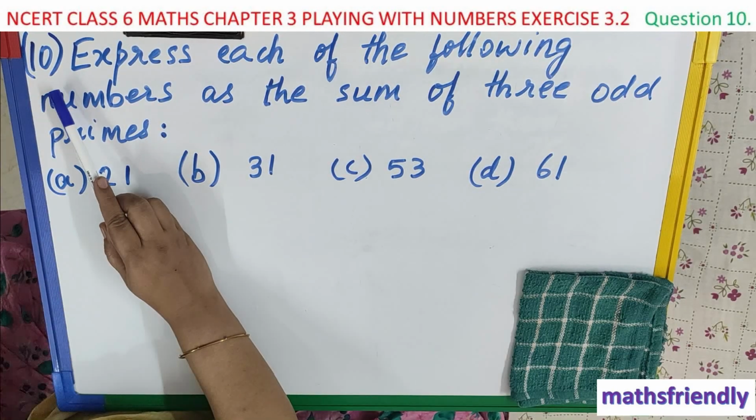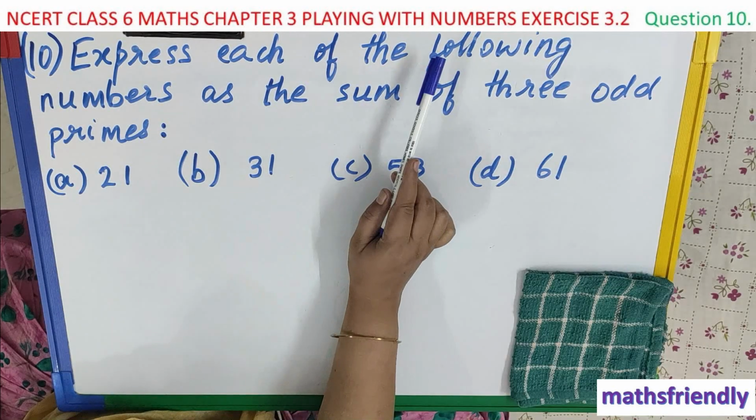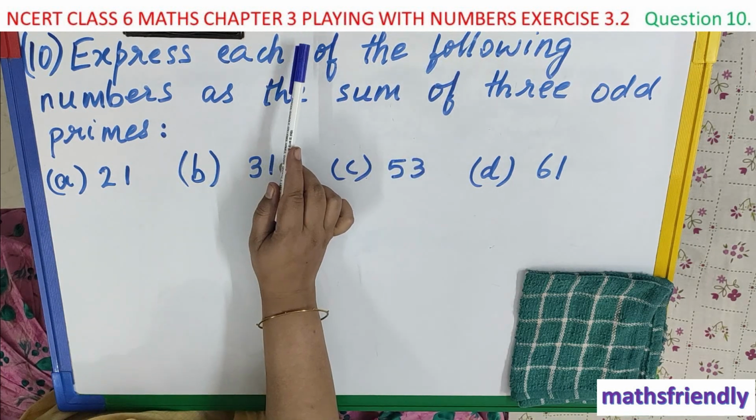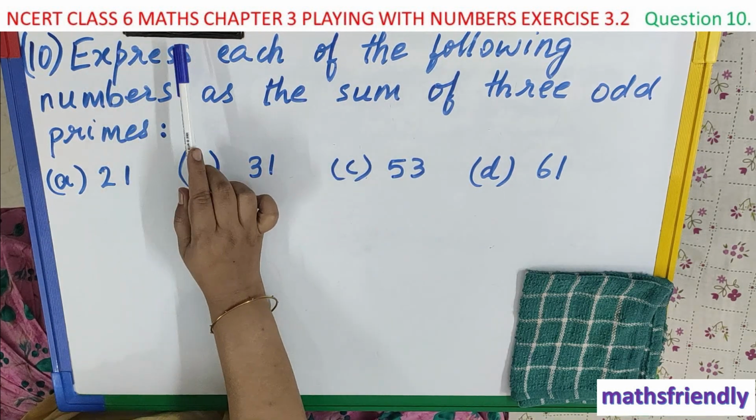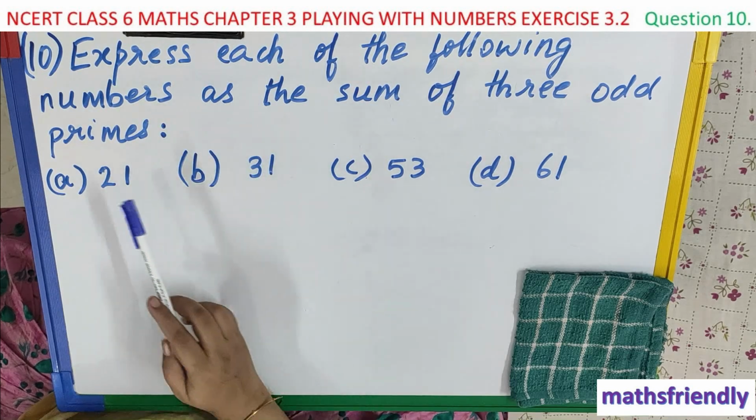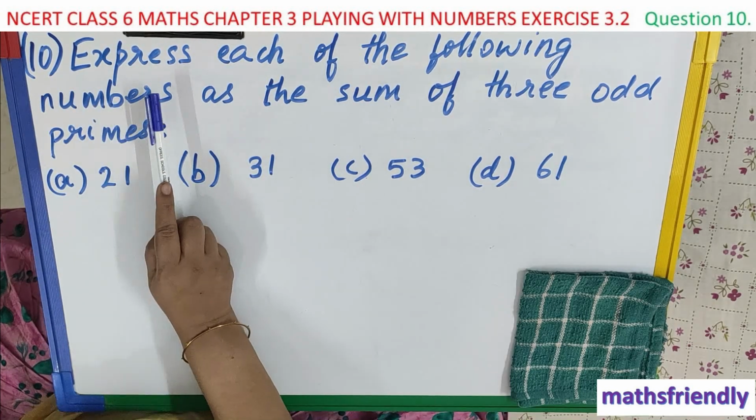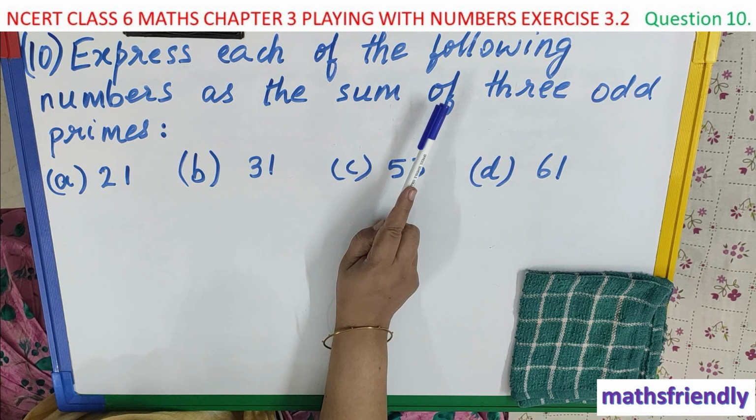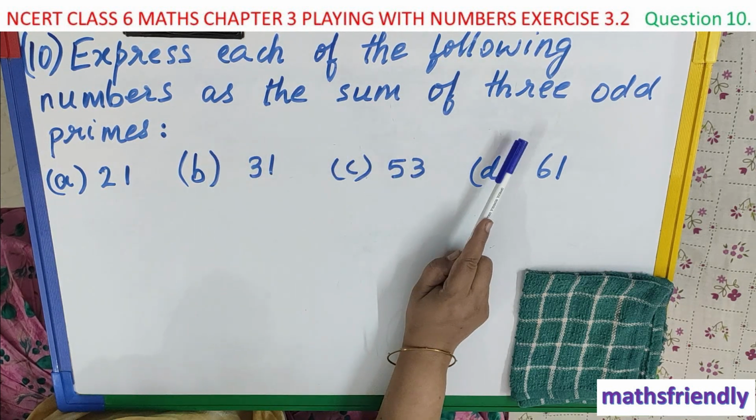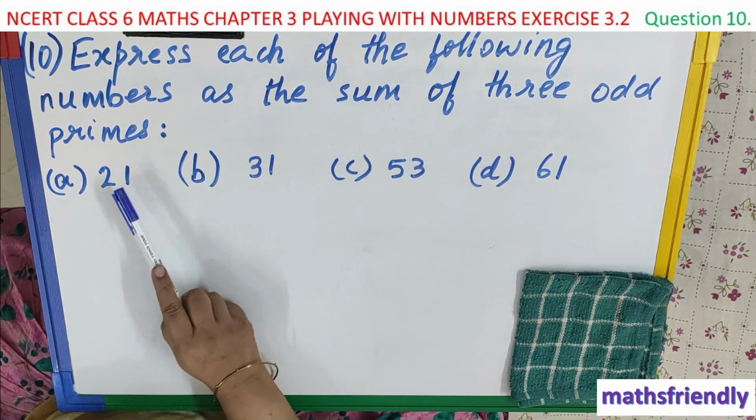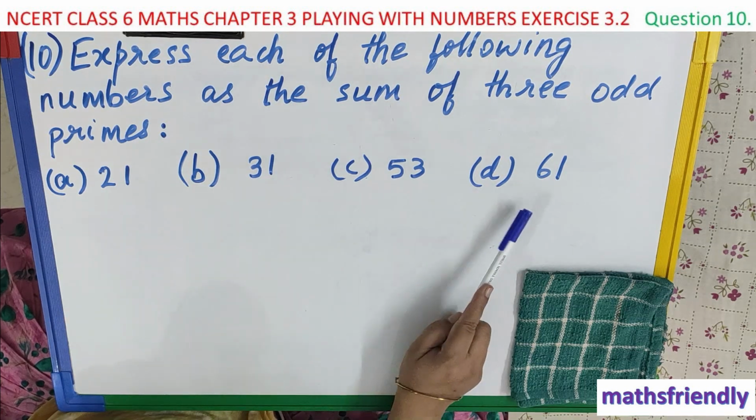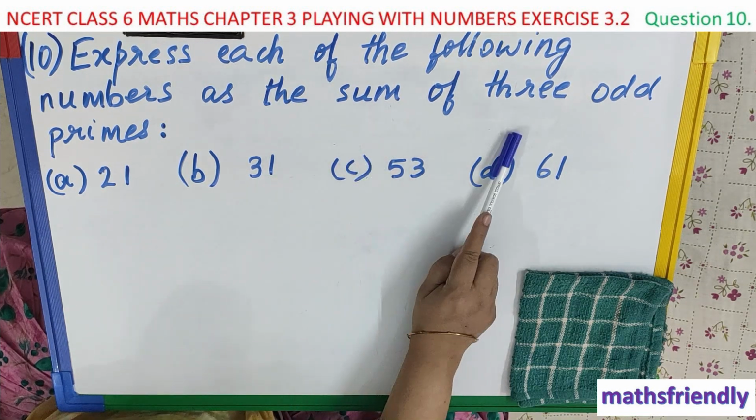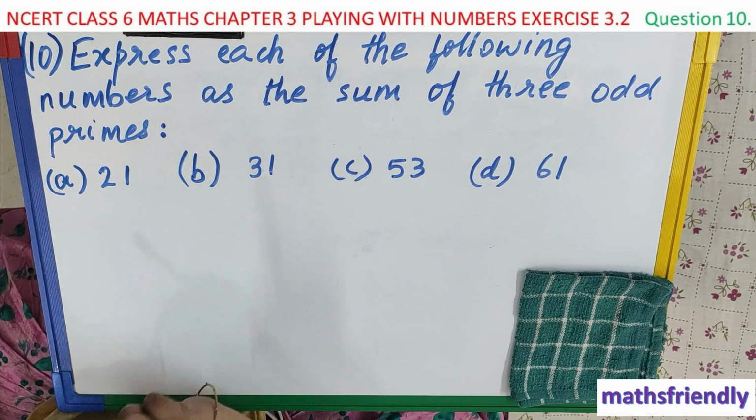In today's class we will do question number 10 of exercise 3.2 from chapter 3, which is Playing with Numbers, from the 6th class maths NCERT book. Now let us read the question. Express each of the following numbers as the sum of three odd primes. We have to express each of these numbers as the sum of three odd primes.